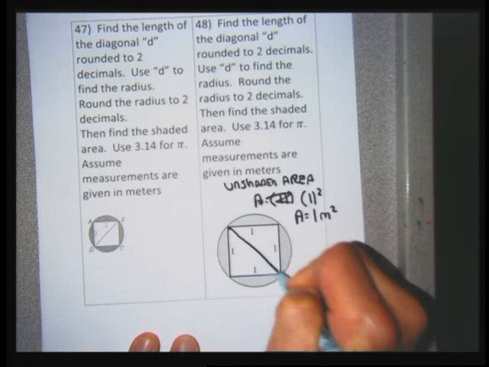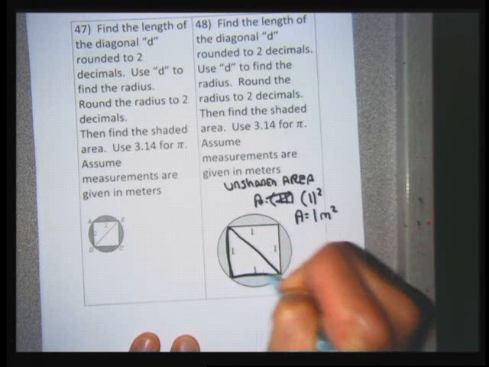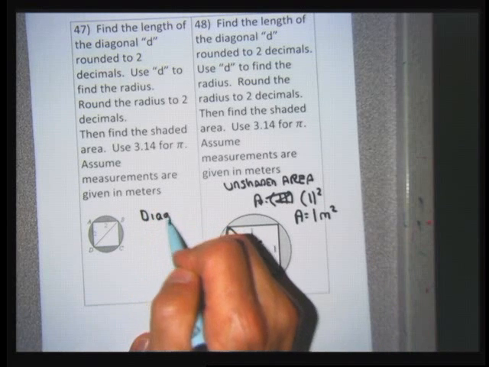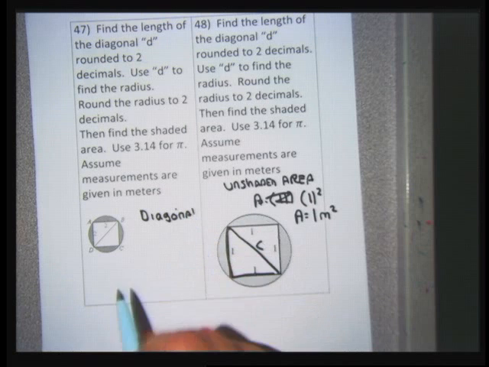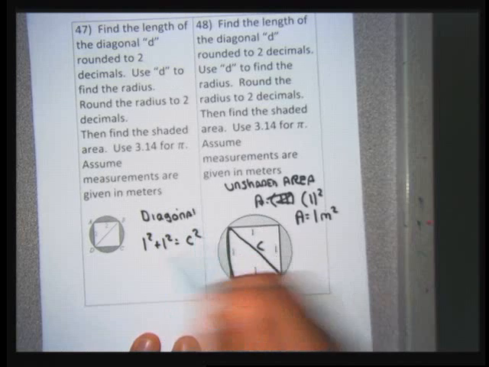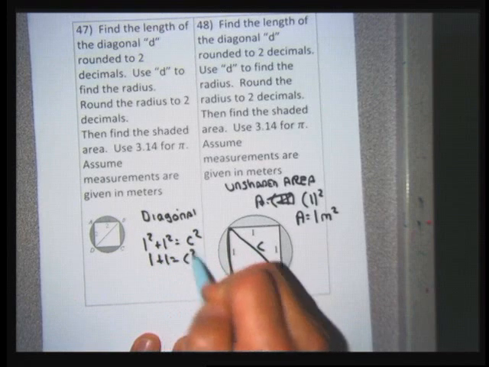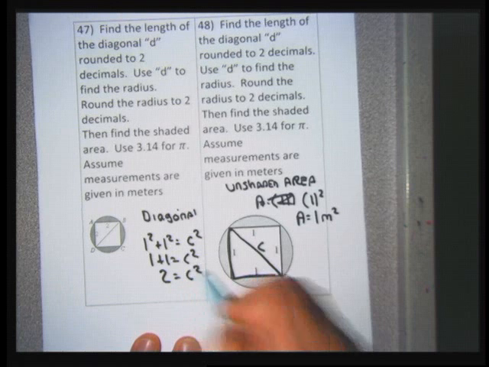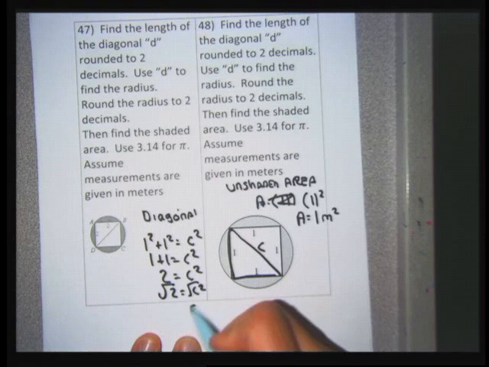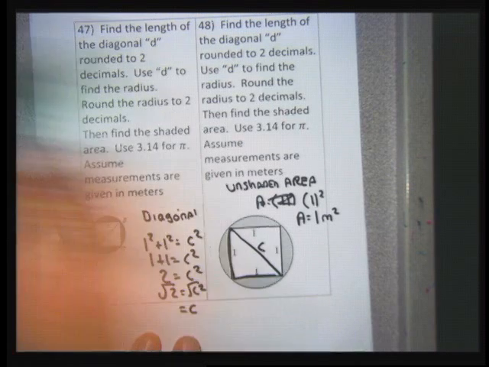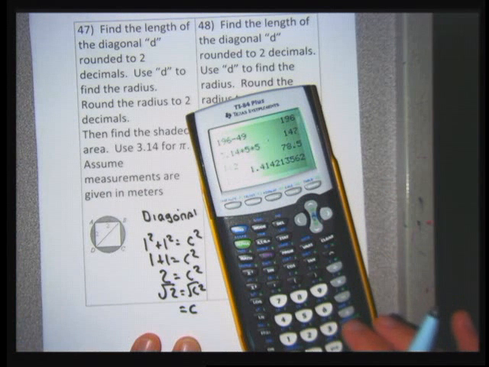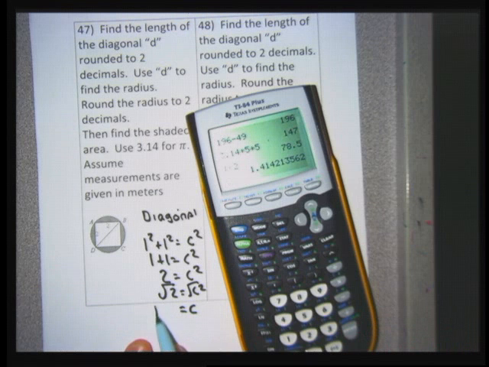Now I'm going to find the diagonal. My diagonal is a c, and I'm going to use this triangle right here. So 1 squared plus 1 squared equals c squared. That's 1 plus 1 equals c squared. So 2 equals c squared. So the square root of 2 equals the square root of c squared. So c equals, and I'm just going to round to 2 decimals, even though rounding early makes bad things happen in terms of my accuracy, but I'm being consistent with myself.